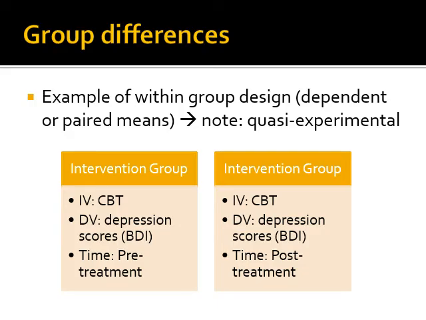In our within group design example, also known as, by the way, dependent or paired means, we have an intervention group, so CBT, that is used twice. There are two measurements being taken at pre and at post treatment for the same dependent variable, depression scores. Note that when you do this, this is a quasi-experimental design, not a true experiment, because you have the same sample being measured twice, meaning you're not able to randomize people into one of two groups. And that lack of randomization, also lack of control, does not permit you to have a true experiment. This is a quasi-experimental design.